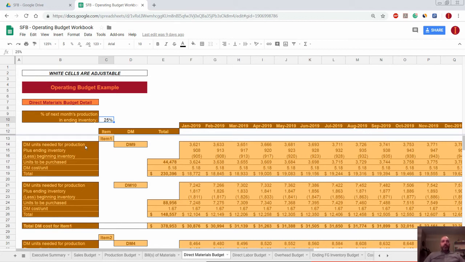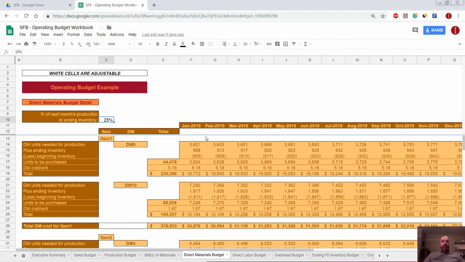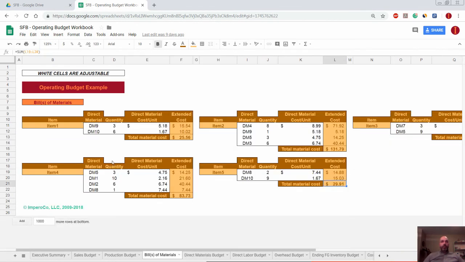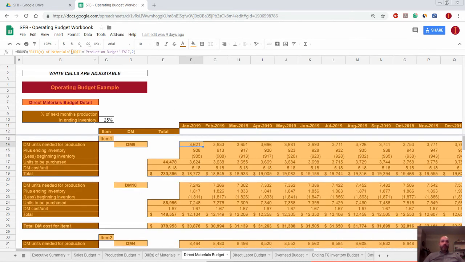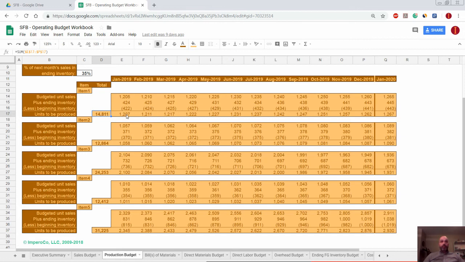So direct material units for production, you see it's item 1, direct material 9. Okay, go back to our bill of materials, we're just starting right here. Okay, this is the amount needed for production. So in this case, it's 3, the quantity in the bill of materials, times, it refers back to the production budget. 1207.